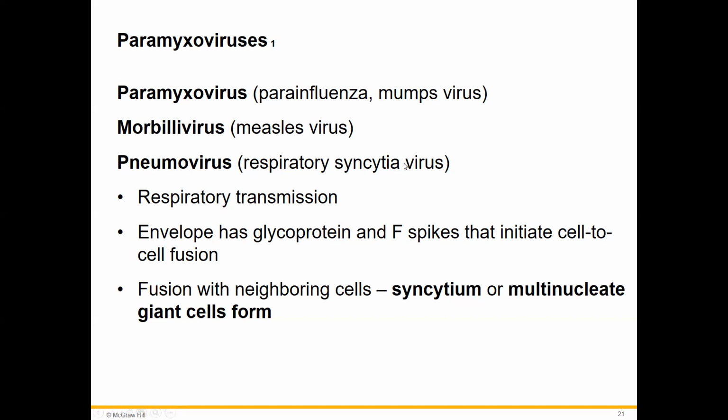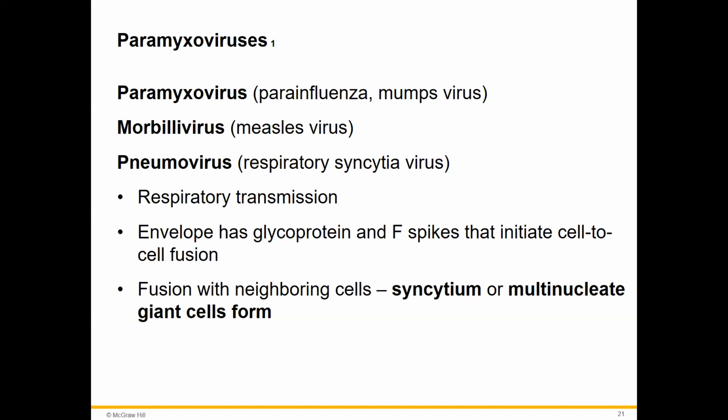RSV, respiratory syncytial virus, is a pneumovirus, and this is a respiratory transmission. The envelope does have glycoproteins and F spikes that help with cell-to-cell fusion, allowing the cells to fuse together, creating that syncytium like we talk about in the heart, right? The last time you've heard of syncytium is when we talk about the ability of the heart to transmit signals simultaneously when it comes to the conduction process of the heart. Same idea here, but we're not transmitting an action potential or an electrical signal. Instead, we're transmitting viral particles, okay?